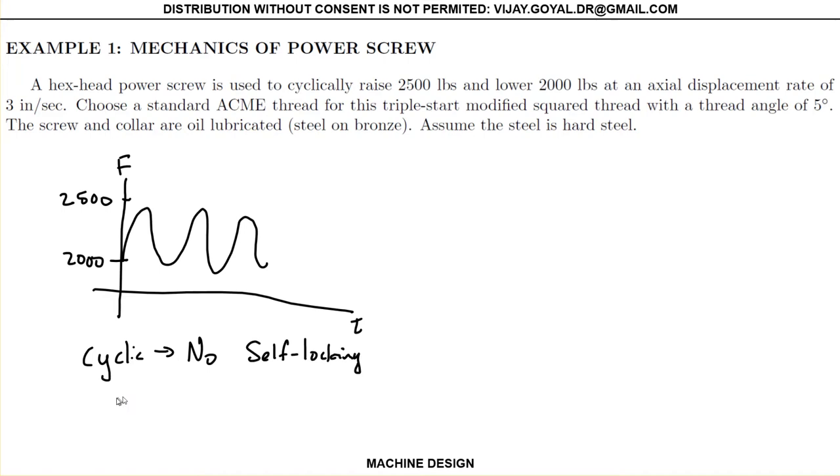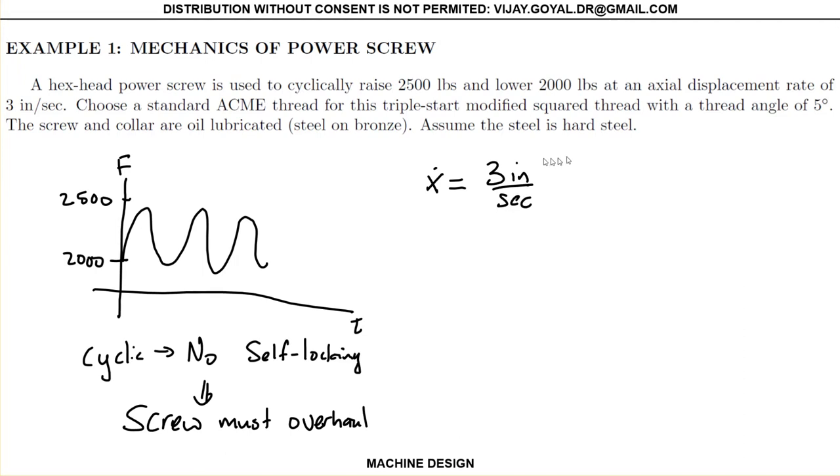Okay. So if you don't want self-locking, the screw must overhaul. Okay, so that's what we know has to happen. That's one thing that you have to take care of. And then also, the rate at which this is displacing. If you have the screw going up and down, it's moving at 3 inches per second. Okay, we will work with this later.